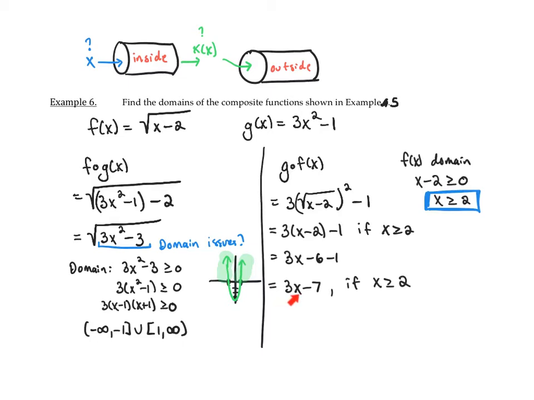Now I examine my simplified function composition and see if there are any further restrictions on the domain as a result of the composition. And there are not, because this is just a linear function, so no further domain restrictions. So we would just write our domain as x greater than or equal to 2. And then we'll go ahead and check in Desmos.